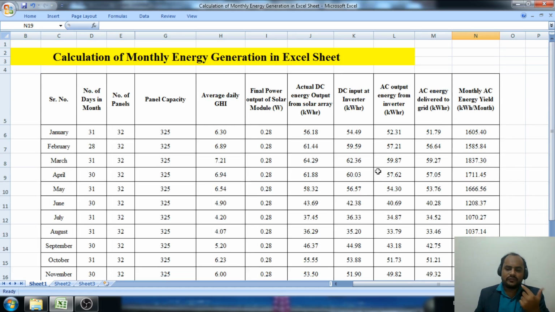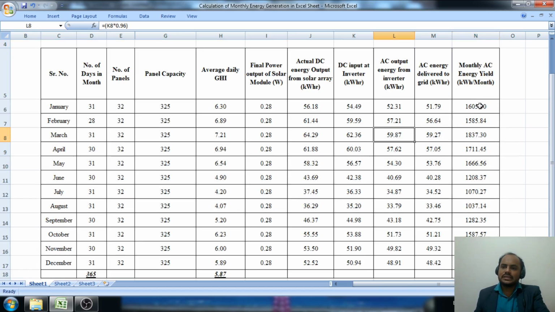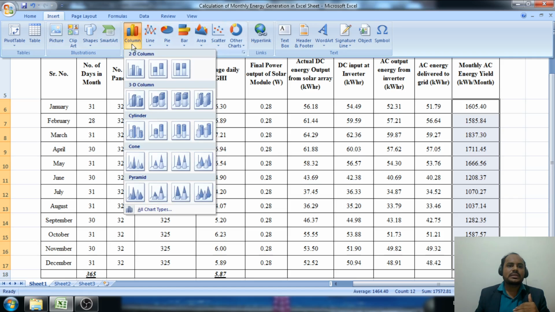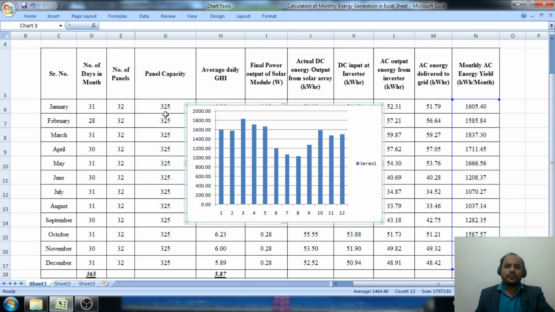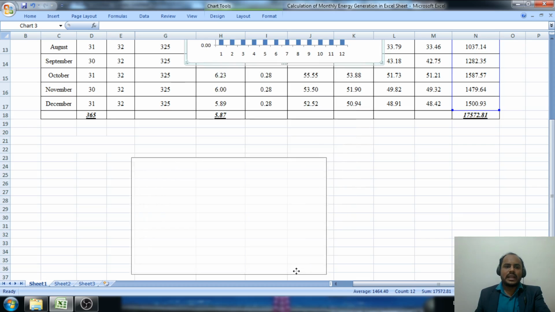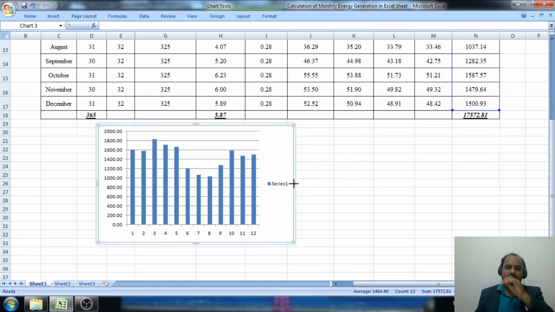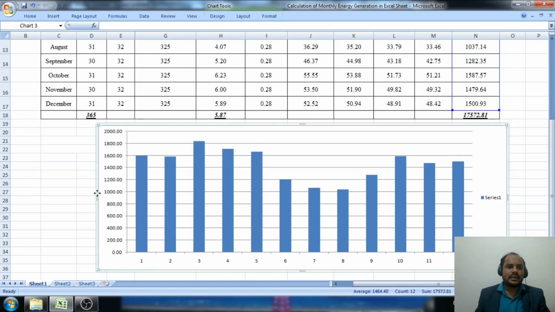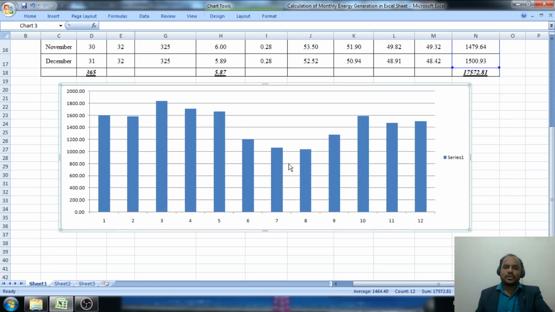If you want to do a graphical analysis of it, just select this column, that is monthly from January to December, go to Insert and select the graph, whether a 2D graph or 3D graph, whichever you are comfortable with. I'm choosing a 2D graph over here. It will come up from January month up to December month, showing how the energy yield varies for the 10 kilowatt solar project.